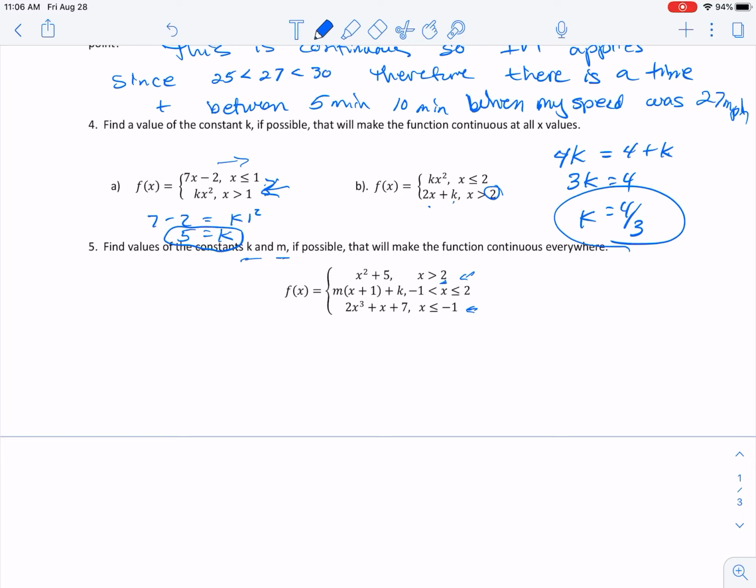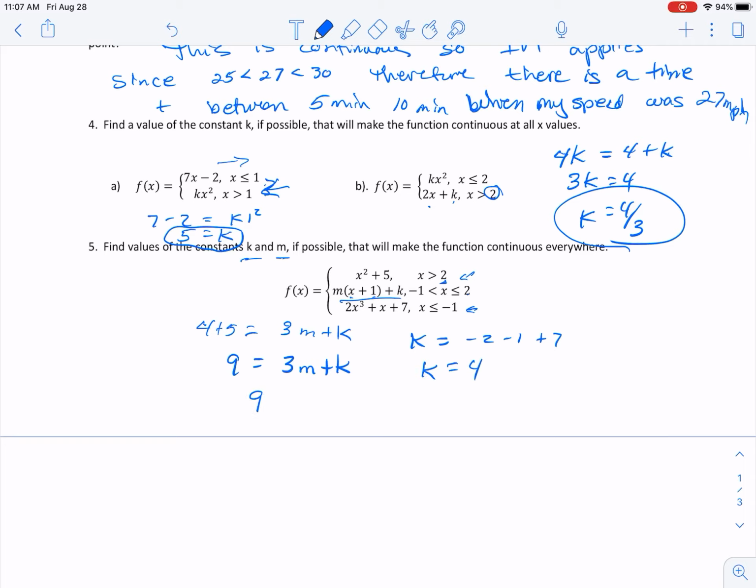So first I plug 2 into that equation. You get 2 squared is 4 plus 5 is equal to, then I have to plug 2 into this one. 2 plus 1 is 3, so I get 3m plus k. So that's 9 equals 3m plus k. Now plug -1 into both equations. Well, -1 plus 1 is 0, so I end up with k equals, -1 in here is what? -2 minus 1 plus 7. So I think that's 4. So k is equal to 4.